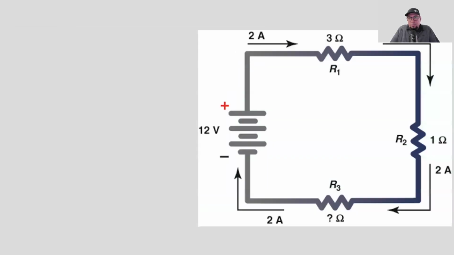Okay, here's another one. This one has 3 resistors in it, and we are missing the value for R3. So now if you can, please pause the video and try and work through this problem yourself, and then come back, and then I'm going to go over it right now.